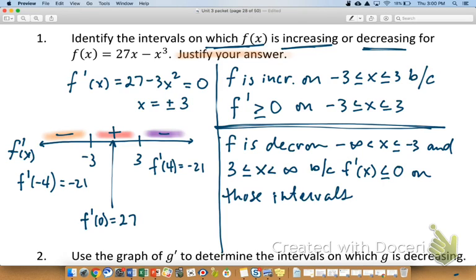Okay. What do you guys think? It's a really big step where we're going here. The justify thing is a big deal. The increasing, decreasing relationship with f prime is a big deal. Trying to take this in baby steps. Hopefully it's working. If it's not, let me know.